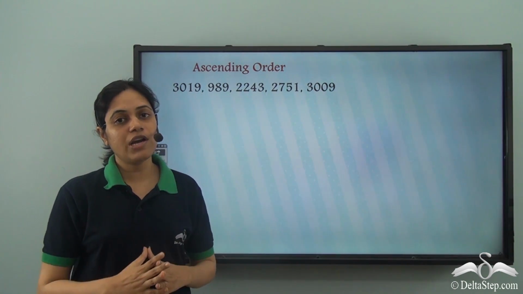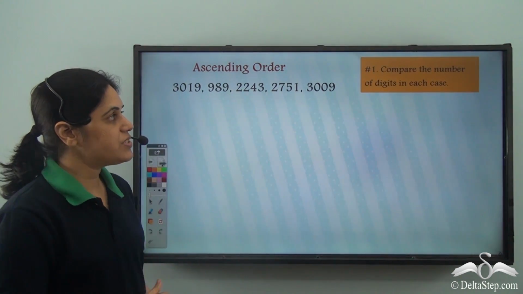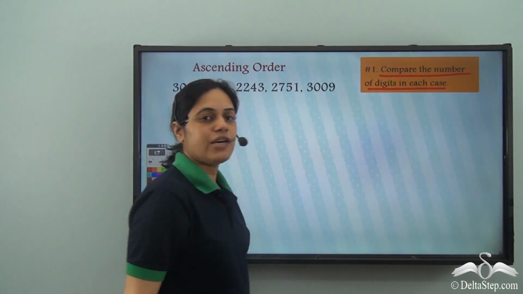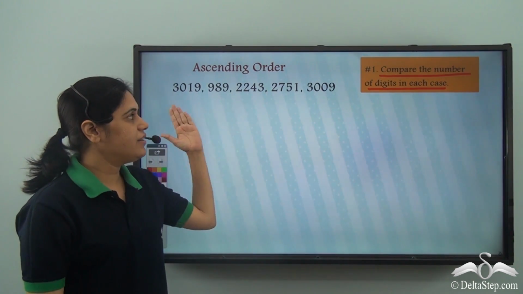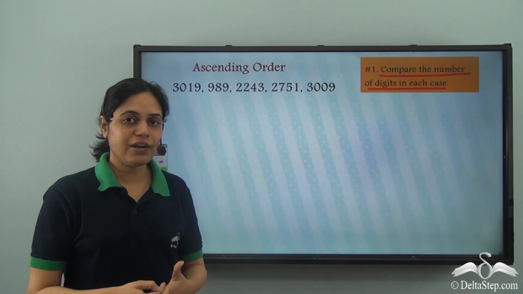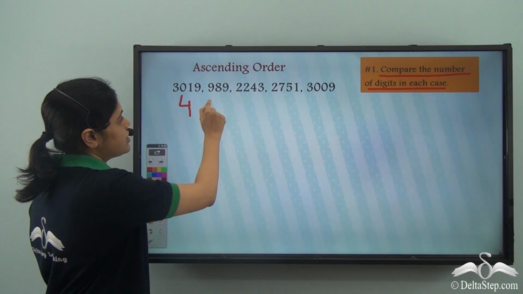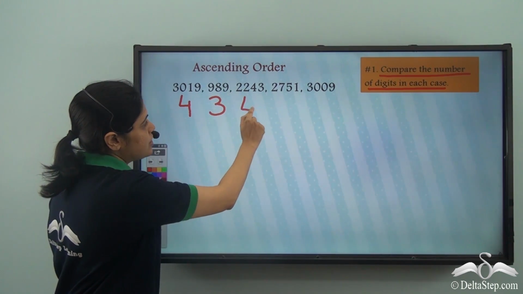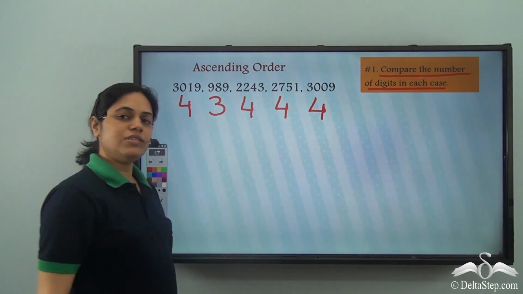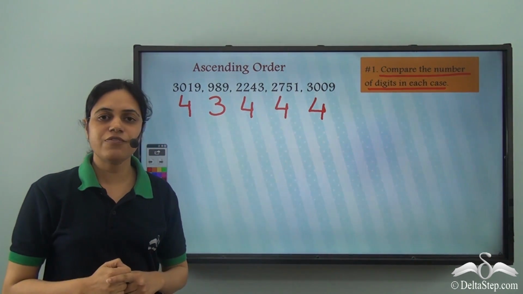Now let us recall our tricks. What was trick number 1? Trick number 1 was compare the number of digits in each case. So I need to find the number of digits and compare them, and the number with higher number of digits is more. So this number has 4 digits, this has 3 digits, this number has 4 digits, 4 digits, 4 digits. So just one number has 3 digits, all the other numbers have 4 digits.